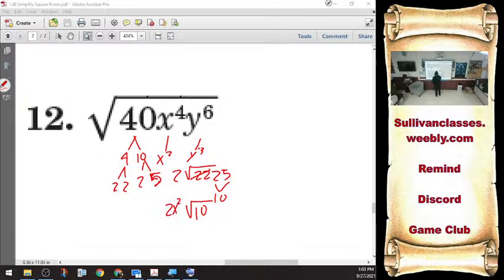I like the attack method here. Took care of the number stuff first, and then the variables instead of all at once. I love it. Nailed it. 2x squared, y cubed, square root of, and there's still a 10 inside.